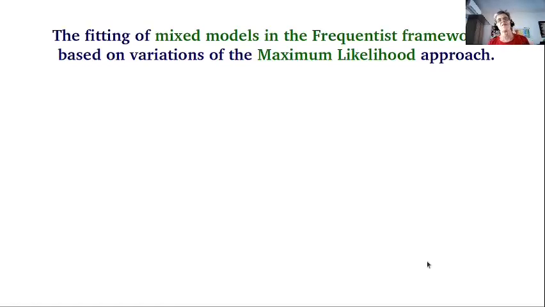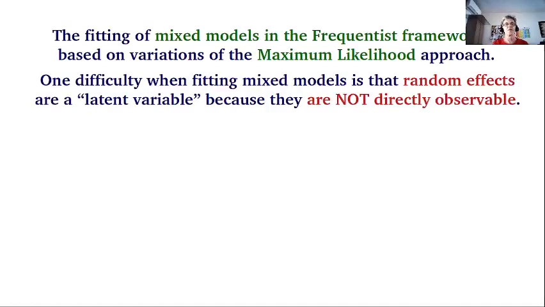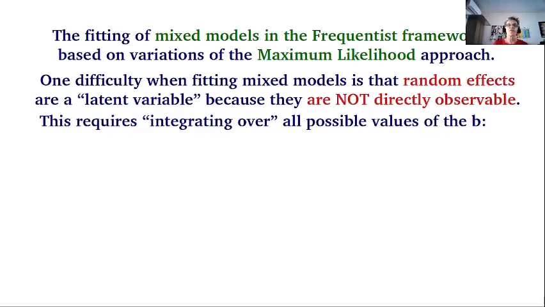So the fitting of these mixed models in the Frequentist framework is based on variations of the maximum likelihood approach. One difficulty when fitting these models is that the random effects, these b coefficients, are not directly observable. So they function as if they were a latent variable. This requires a solution provided by a statistician: integrating over all possible values of b.